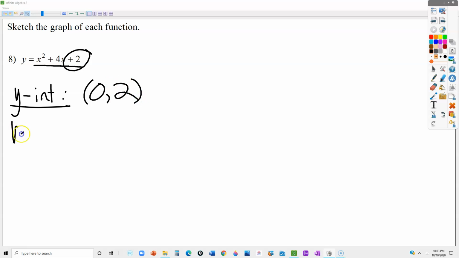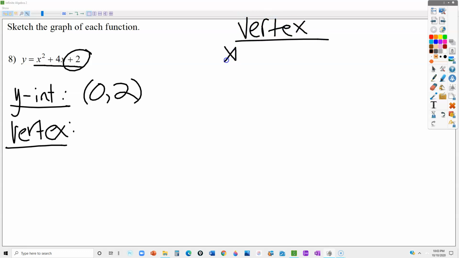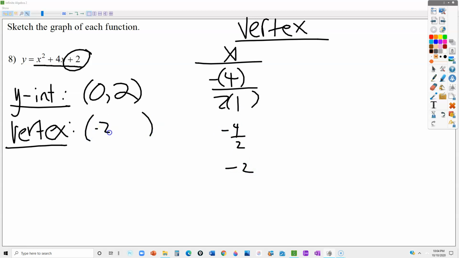Next thing we need to do is find our vertex. Now, finding the vertex is a little bit more work, okay? To find your vertex, the first thing you've got to do is find the x value, and then you've got to find the y value after that. So to find the x value, you do the -b over 2a formula. So my b value is 4, my a value is 1. So I have -4 over 2, which is -2. I've got my x value for the vertex.